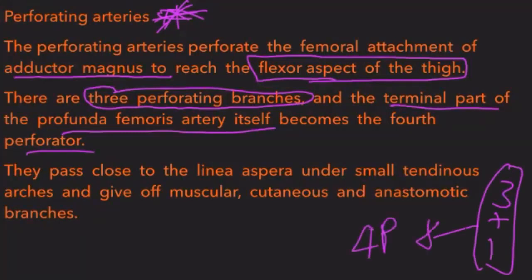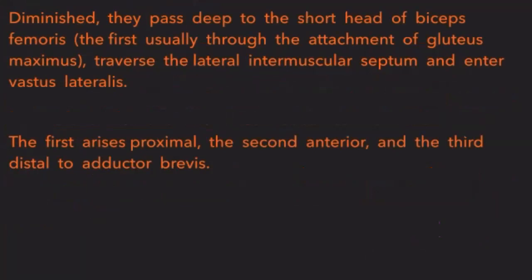They pass close to the linea aspera under small tendinous arches and give off muscular, cutaneous, and anastomotic branches, right? They pass deep to the short head of biceps femoris, the first usually through the attachment of gluteus maximus, and enter vastus lateralis. The first perforator arises proximal, the second anterior, and the third distal to the adductor brevis. So proximal to the adductor brevis, anterior to the adductor brevis, and distal to the adductor brevis.